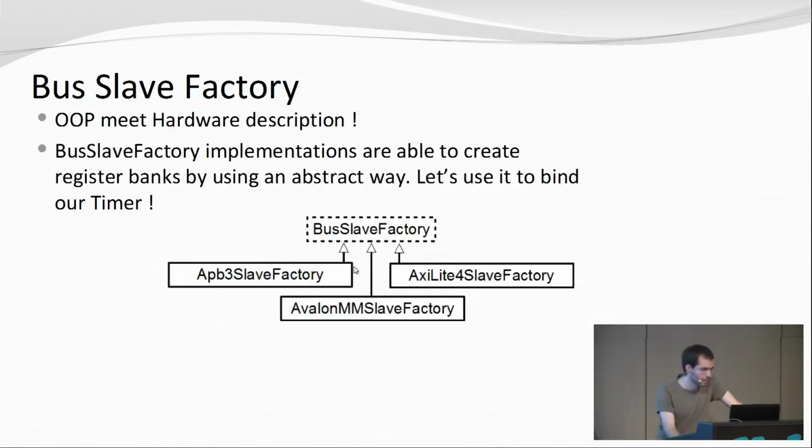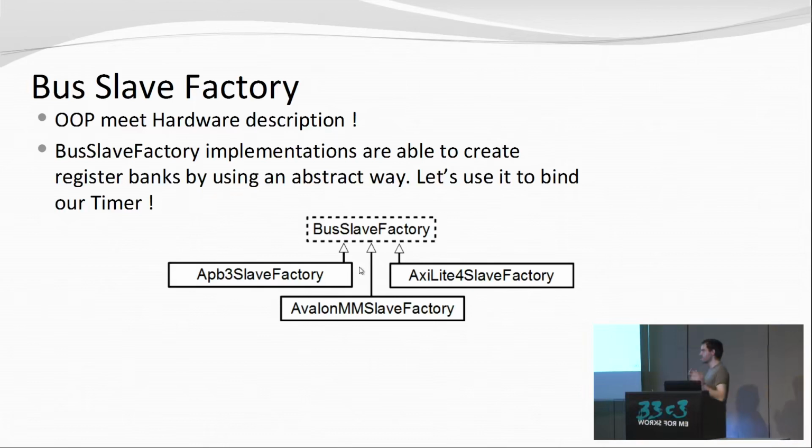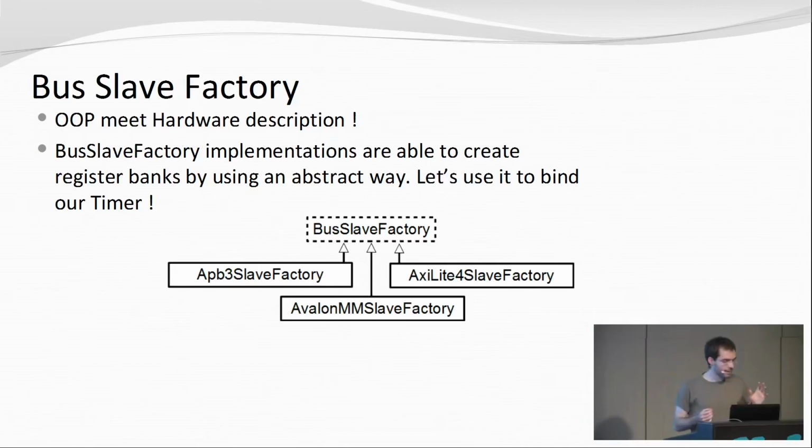To do that, in VHDL and Verilog, you will probably use some switch statements and these kinds of things, but here there is another solution, which is really using object-oriented programming. So basically, there is a tool named BusSlaveFactory, and this tool is abstract, which means it is an abstract class, and it defines functions that will allow you to define the mapping between a memory bus and some registers of your design. And there are multiple implementations of this tool, like an APB3 one, an Avalon one, and an AxiLite one.